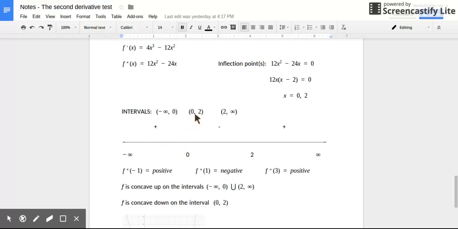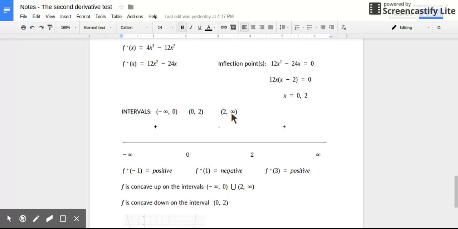So then I work on my second interval. I need to plug in a number in between 0 and 2, such as 1. So if I plug in 1, I get 1 minus 2, that's a negative value. 12 times 1 is a positive value. And if I multiply those two, I get a positive times a negative, which gives me a negative result. So any number plugged in on this interval is going to result in a negative second derivative. That means my graph is going to be concave down on that interval.